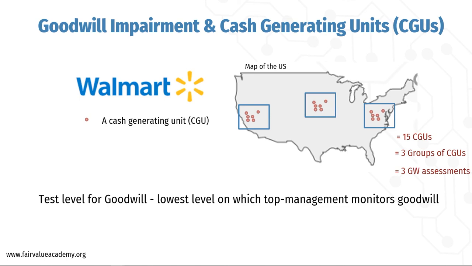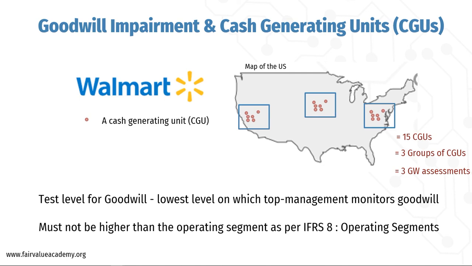The level on which goodwill is tested, however, must not be higher than the operating segment as reported in the financial statements. So for example, if Walmart reports store performance per state on its financial statements, one cannot go and perform goodwill impairment testing on a country CGU basis.